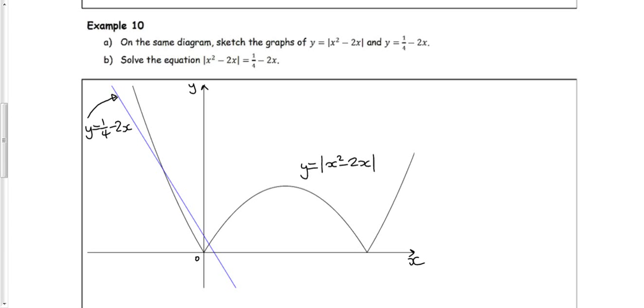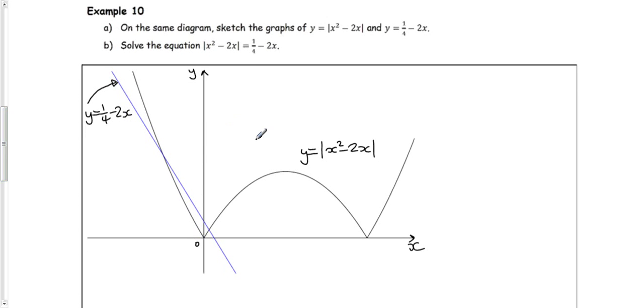C3 transforming graphs of functions, example 10. In part A, we are sketching on the same diagram these two graphs. Well, I've already drawn them, so let's just explain how I would have done this if I was doing it by hand. Modulus of x squared minus 2x.